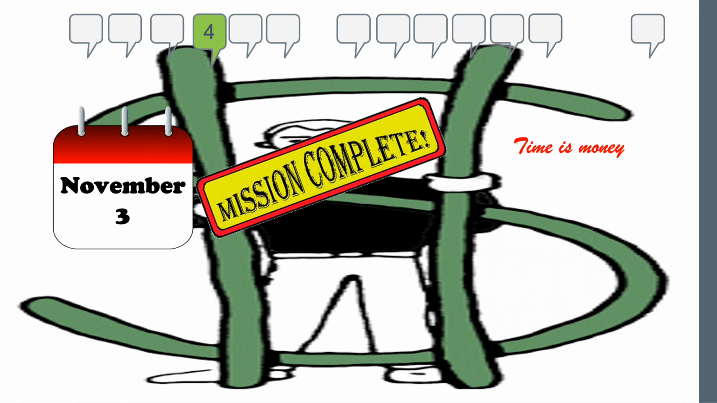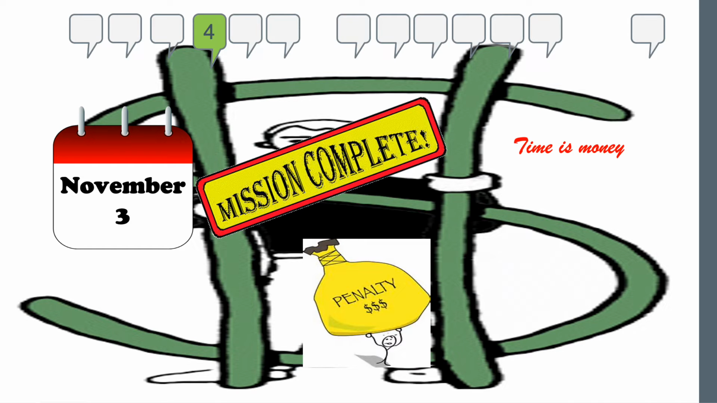So, mission complete, November the 3rd. We have to be there. Mission complete by November the 3rd. And the penalty is $5,000. The reason why we're doing this is a penalty. That penalty is $5,000 per week of every week that we don't meet the November the 3rd timeframe, as per Environmental Canada's mandated compliance requirement.